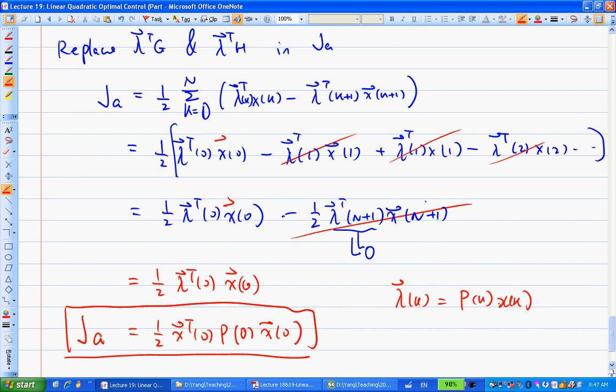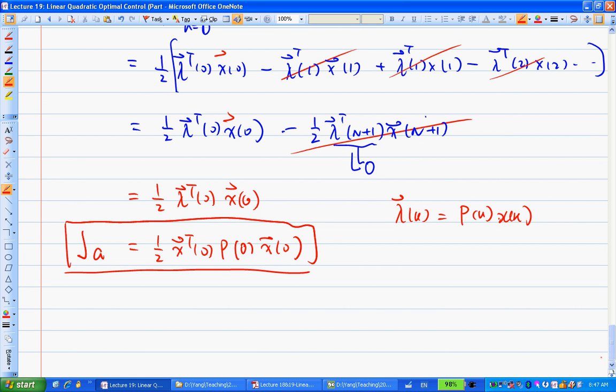So in the previous example, if the question is what's the minimum value of the JA or the performance index, what do you have to do? You just have to find the P naught first, right? Find P naught, and then find x naught, plug it in, then you can find the JA value. Okay, so that's it for optimal control.